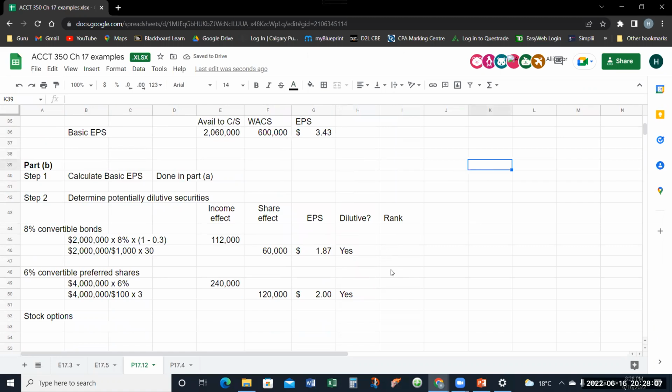And certainly if I had to just do the ranking between the bonds and the preferred shares, the bonds are more dilutive than the preferred. Now this may seem counterintuitive, but I'm saying more dilutive. I'm saying the one that has the smaller individual EPS. The bonds' individual EPS is smaller than the preferreds'. So if these were the only 2 securities, I would say bonds first, then the preferreds. But wait, we've got more, right? We've got other securities. So don't just stop there, keep going.